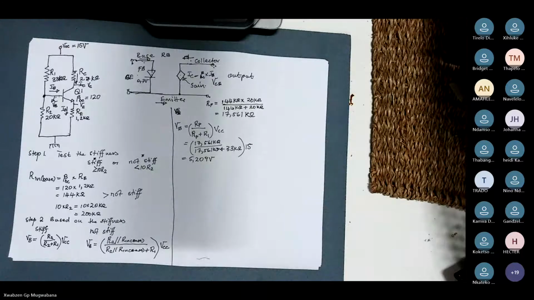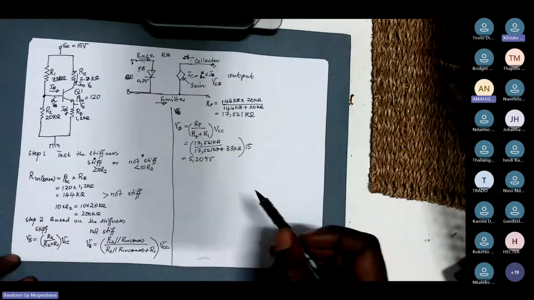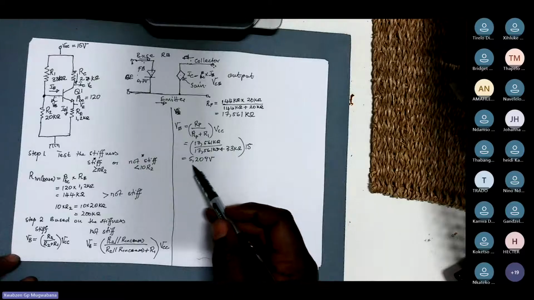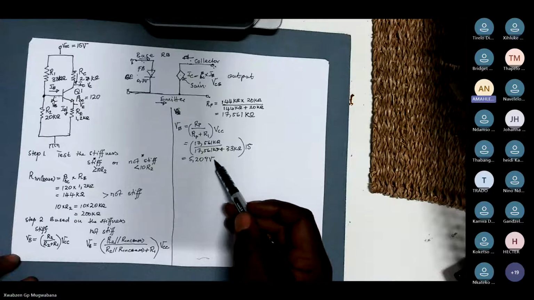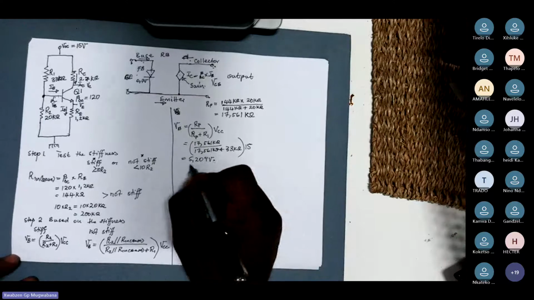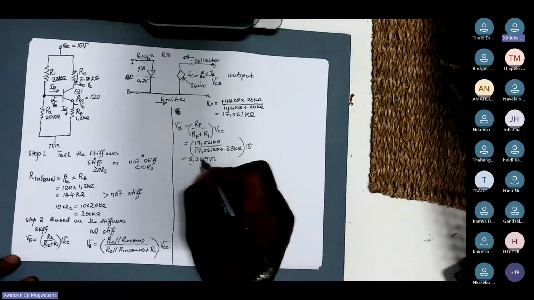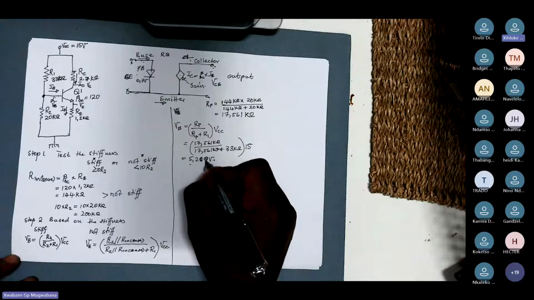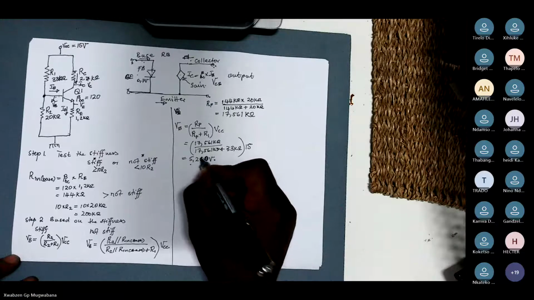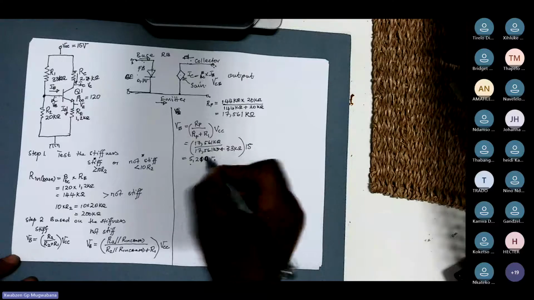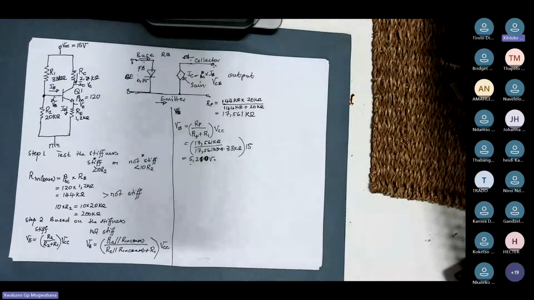Three decimal places after the comma. Yes, after the comma, 5.2098, which means it's going to be 5.210 volts. Please learn how to do the rounding off.